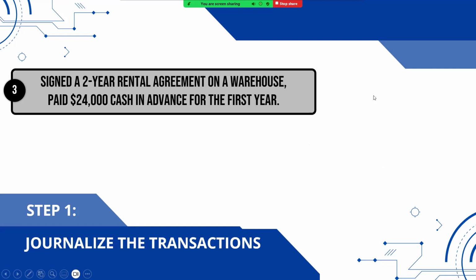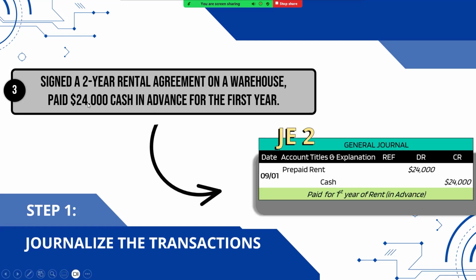Number 3 is that we signed a 2-year rental agreement on a warehouse. So this is a classic phrasing for prepaid rent. So now we will create debit prepaid rent of the 24,000 that we paid in advance, credit cash for 24,000.